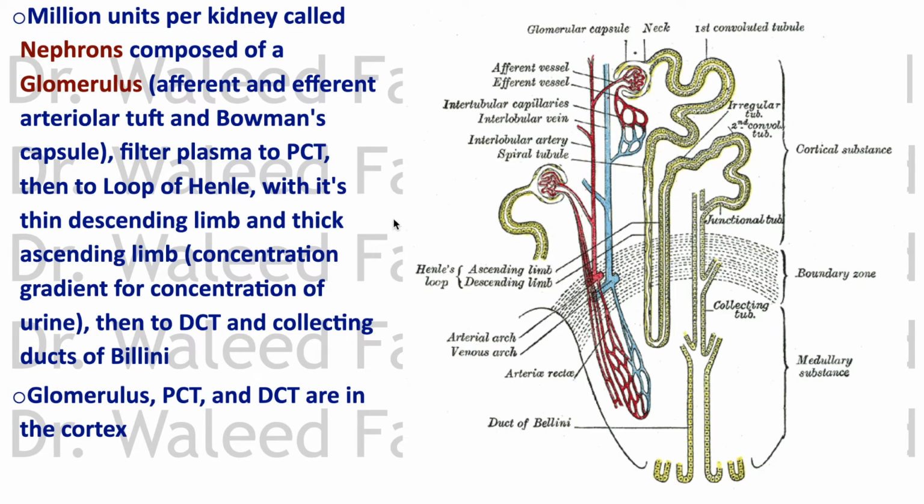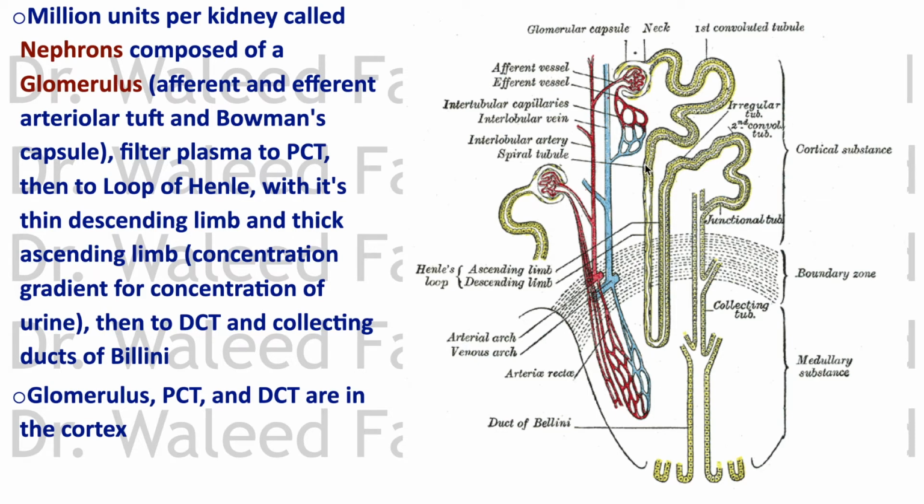If you go further to the microscopic structure of the kidney, you will find that it's composed of a million units per kidney, called nephrons. Each nephron is composed of a glomerulus. This is the glomerulus, coils of arteries made by the blood supply of the kidney. This is an afferent arteriole and this is an efferent arteriole, after forming a glomerular tuft. And this tuft is contacted by a double layer called the Bowman's capsule with the Bowman's space in between. You can see that.